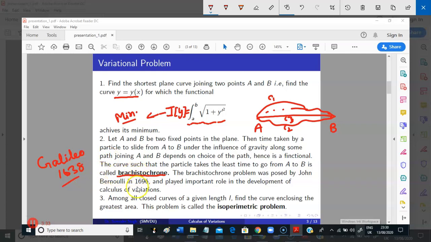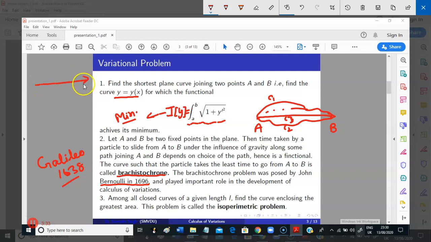But it was solved by Bernoulli in 1696. So what is this problem? Basically, this is a problem of determining a curve when a body falls under the influence of gravity.